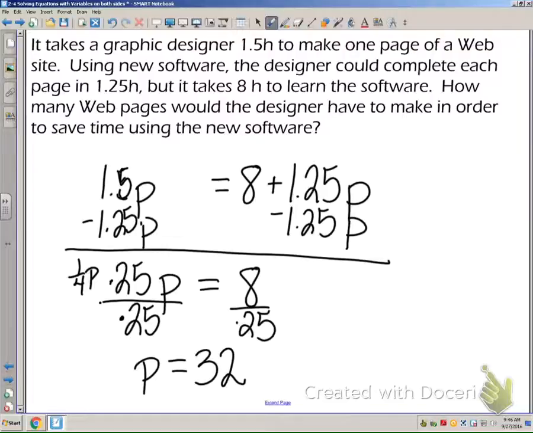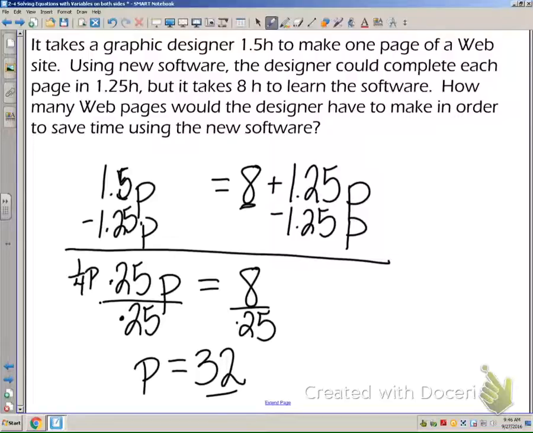So he's going to have to make 32 pages before it's going to be beneficial for him to spend 8 hours taking that course. So if he's only going to be doing this for a couple more days, being the web designer, he only has a few more pages to make on the website, then it's not going to be beneficial for him to waste 8 hours of his time to learn a new program just to make a few more pages. But if he's going to be doing this for the rest of his life, he's going to make 32 pages in no time at all.